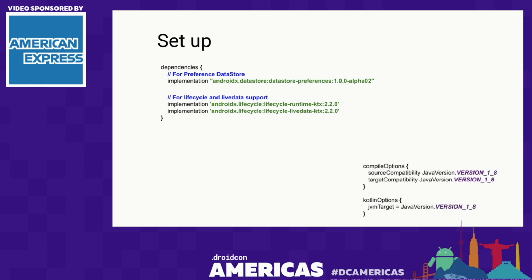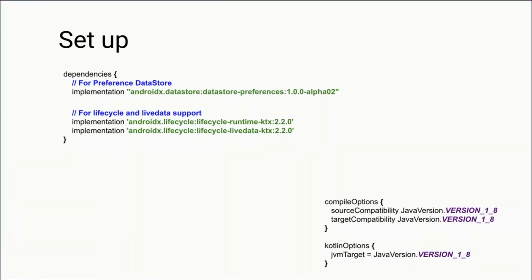One thing that you need to mention is the compile options, because there are some source compatibility issues. So you can add compile options as Java version 1.8 and also the Kotlin option as JVM target version 1.8 for smooth compiling.